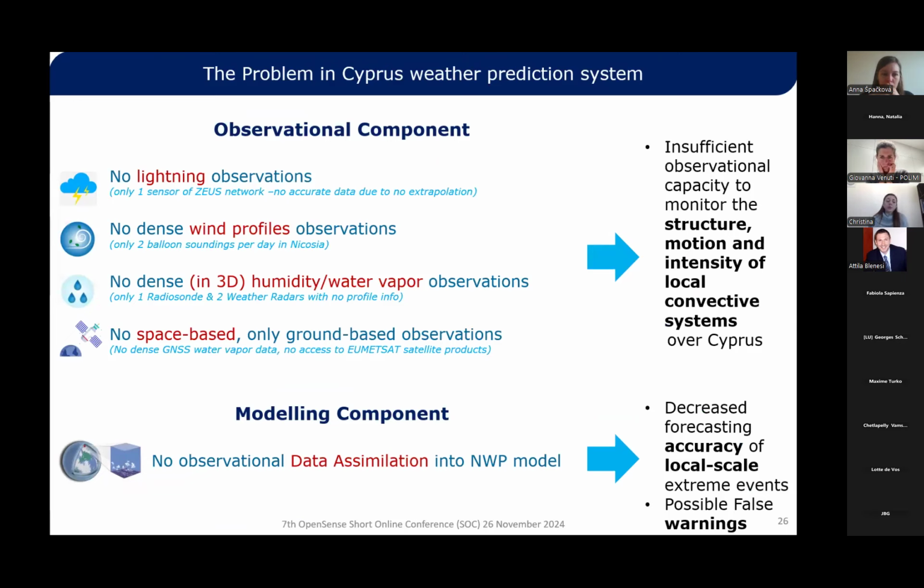But the problem with the Cyprus Department of Meteorology was that they don't have a lightning network and they don't have wind profiles. They don't use water vapor or ZTD in their models and no other space-based observations, because they don't have permission to use EUMETSAT satellite products. And also, they do not assimilate their data into the numerical weather prediction model that they use, which is WRF. So sometimes they provide false warnings of extreme events.